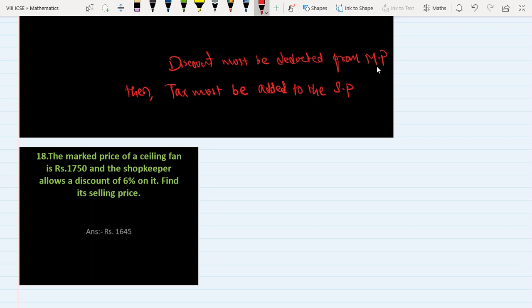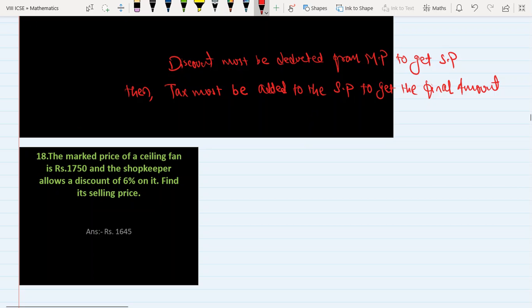Let me complete this statement. Discount must be deducted from marked price to get the selling price, and then tax must be added to the selling price to get the final amount to be paid by the customer.